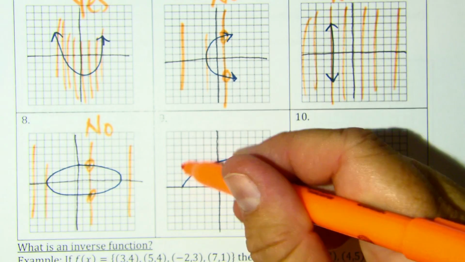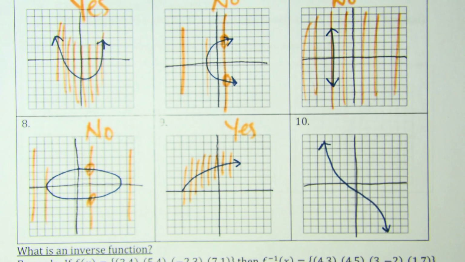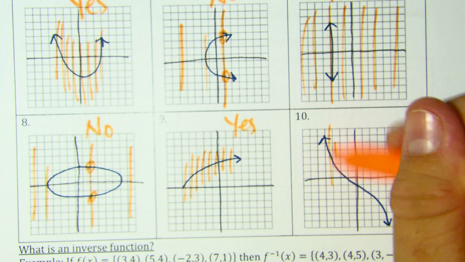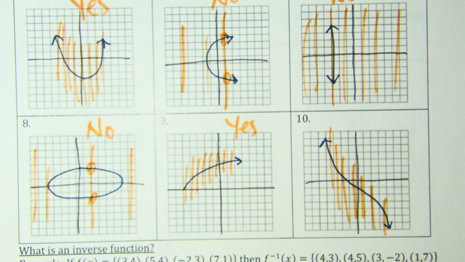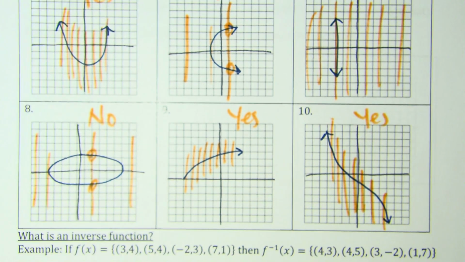Here we have a square root graph, and every single vertical line only hits once. So yes, it is a function. And here this cubic function, every single vertical line only hits once. So yes, it is a function. Okay. So that was the vertical line test.